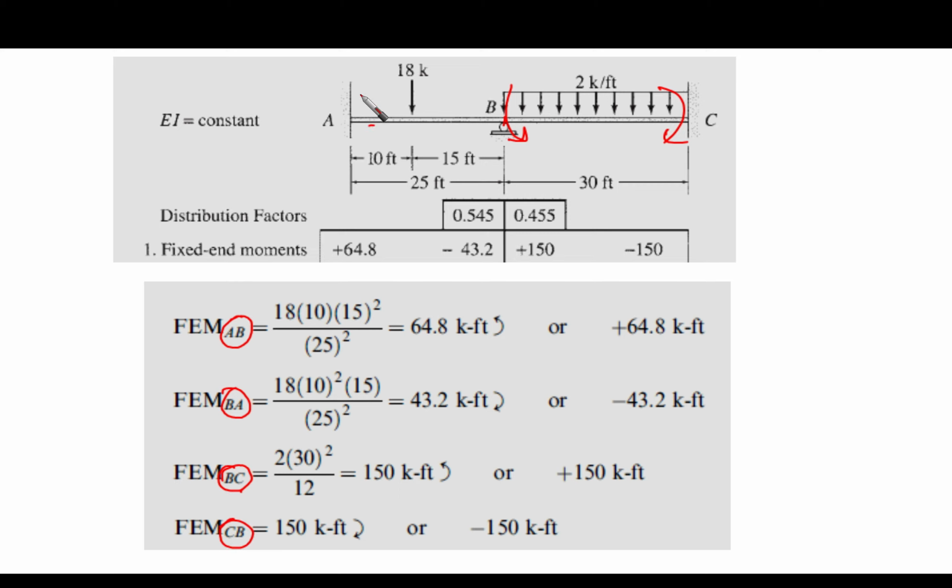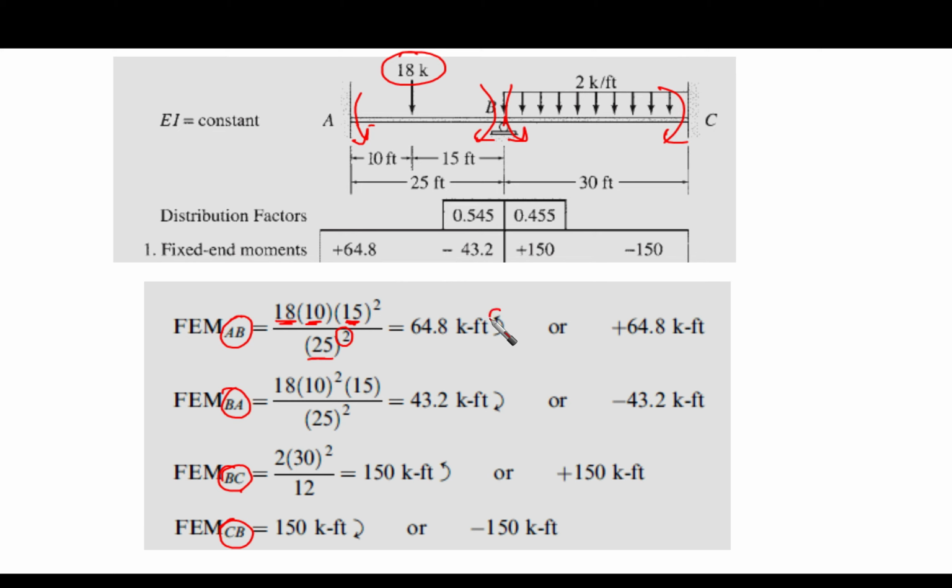For span AB, the fixed end moments are easy to calculate. For a span with a concentrated load not in the middle, take care. From the back cover of the textbook, you can find the value of the fixed end moment at point A, which is the fixed end moment AB. It is the load times the shorter span times the longer span to the power 2, over the total span to the power 2. That's for AB. And take care, this moment is counterclockwise, so it is positive here.